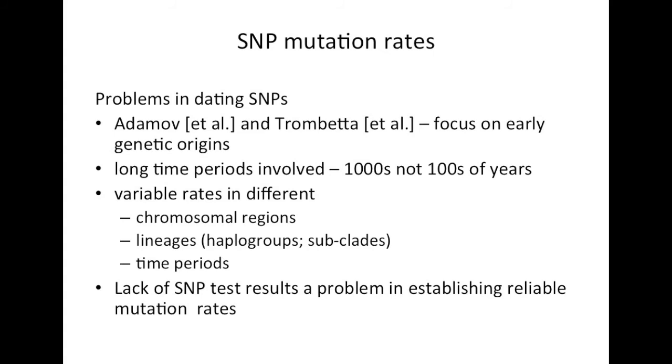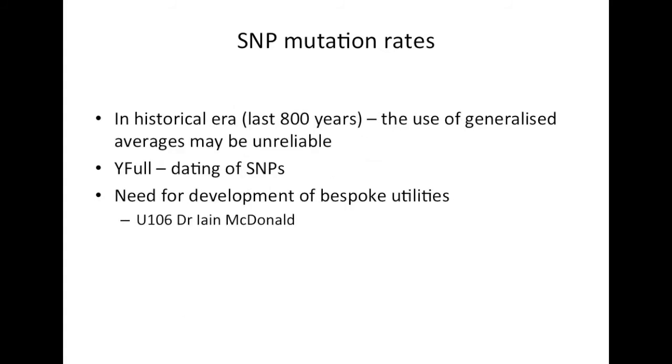A further problem at present in dating SNPs, of course, is that, relatively speaking, there are still very few SNP test results available to base any calculations on. My conclusion is that the use of generalized averages to calculate SNP mutation rates may be unreliable in the period of interest to most genealogists.